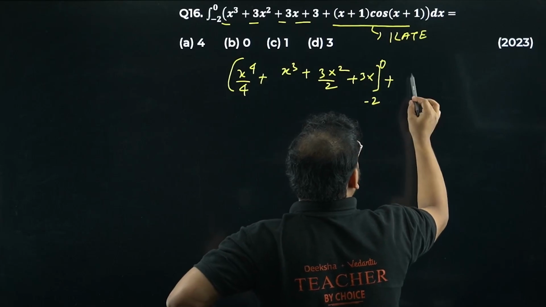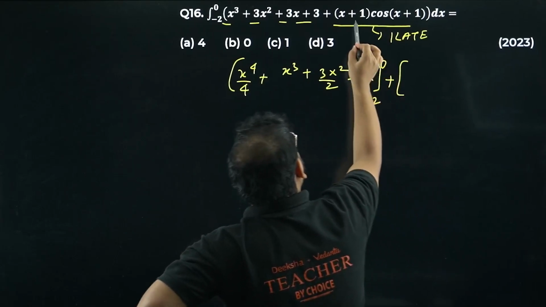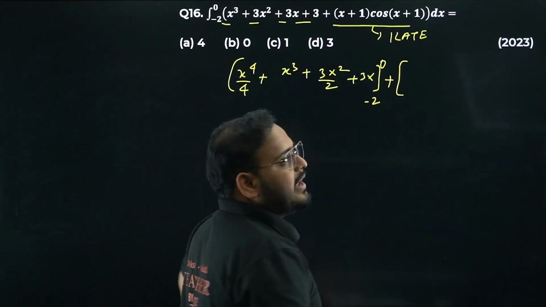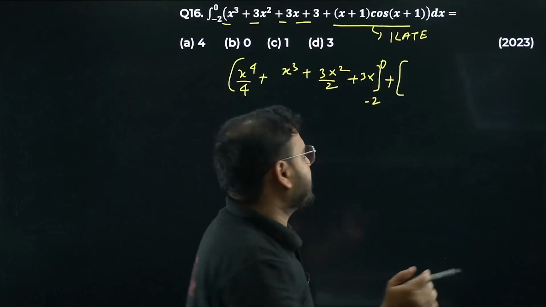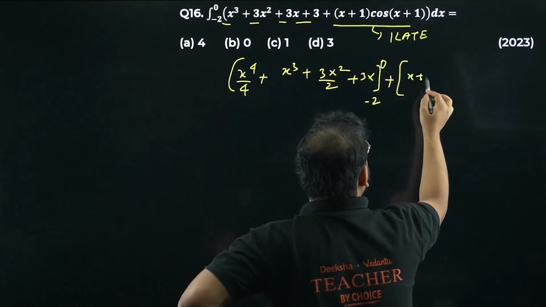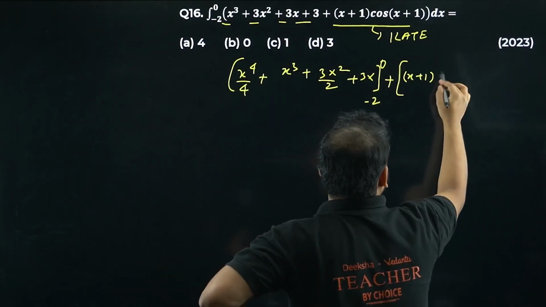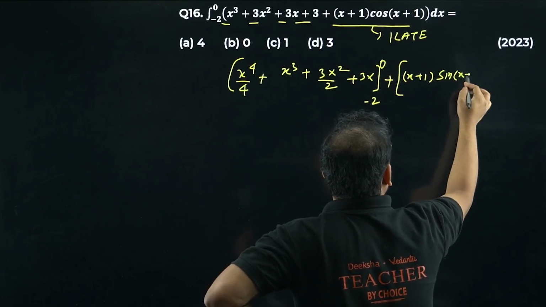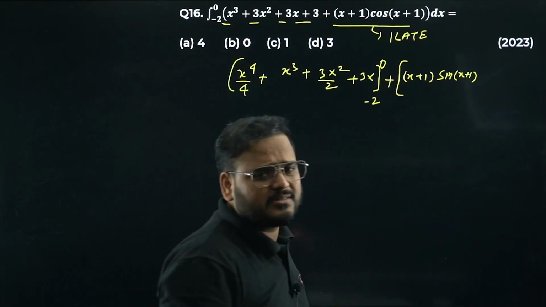Integrate now. By parts will be there. So for this part, please check. This is my function 1, function 2. ILATE. Algebra has the preference. So keep x plus 1 as it is. This time integrate cos. You'll have sine x plus 1. Correct now? Sine x plus 1.